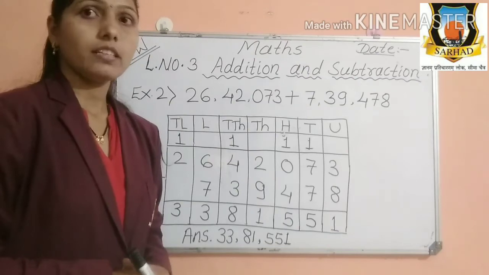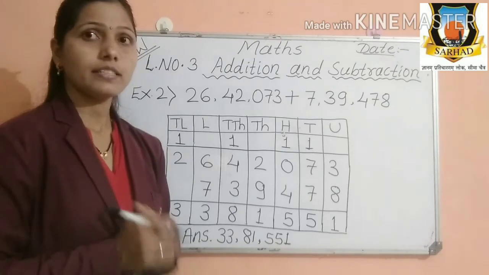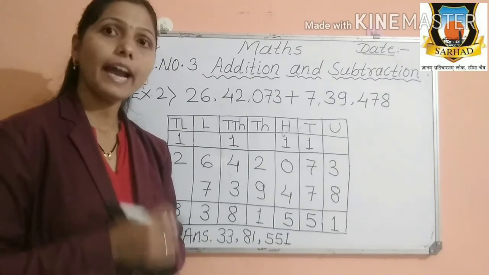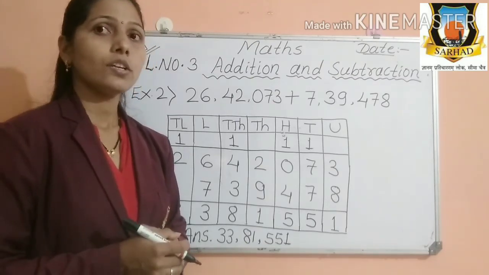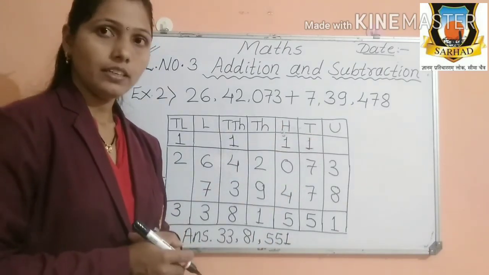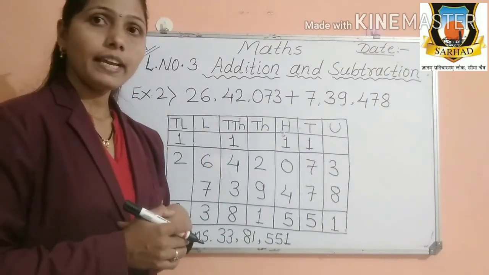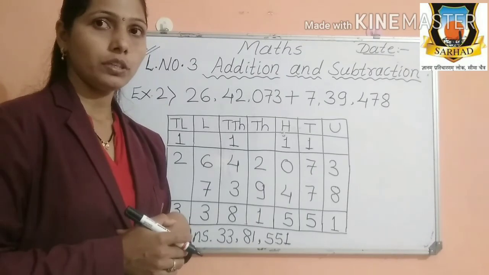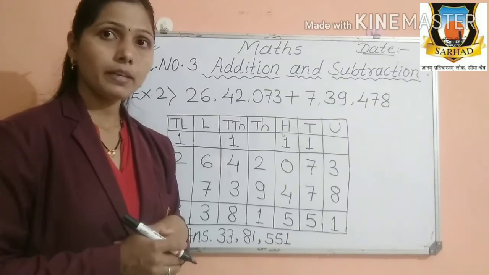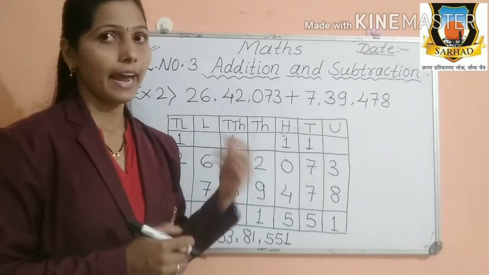Okay, like this we have to do the addition of 6 and 7 digit numbers. Okay, and while doing the addition of these numbers, you have to make proper columns like that. Then you have to mention its places here. Okay, and then after you have to do the addition of the given digits. Okay, remember these things while solving the examples based on addition.